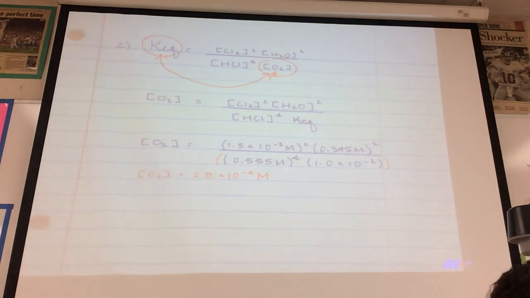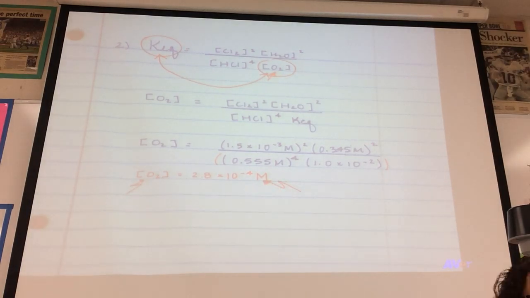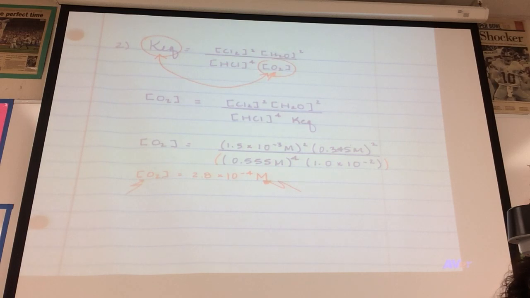So when I do these types of problems, I always write the KEQ expression. I manipulate it, so I'm solving for the variable in question. Plug and chug, solve. Also remember that if you're solving for concentration, your unit is capital M for molarity, moles per liter. Let's do another one, and then we'll see if you can try some, and you will be on your way.